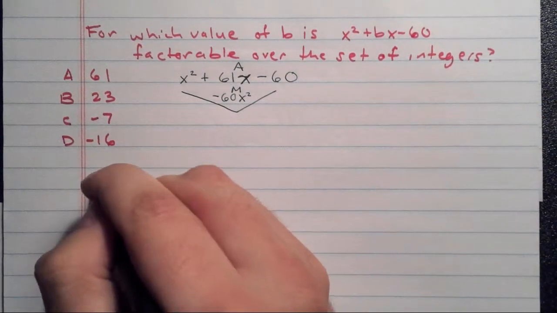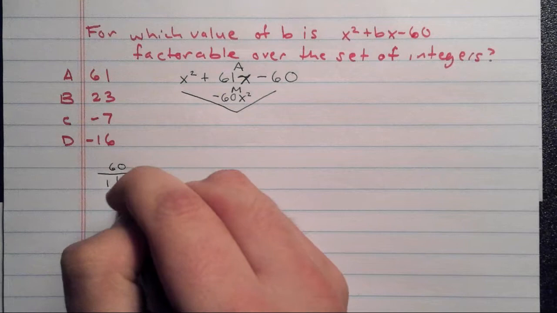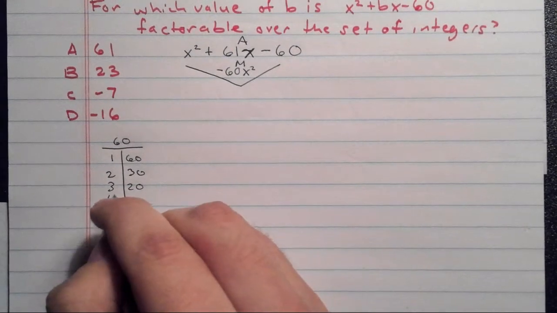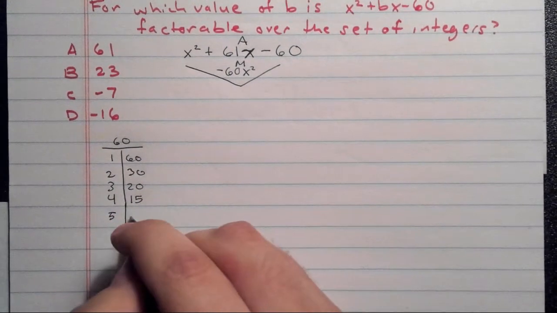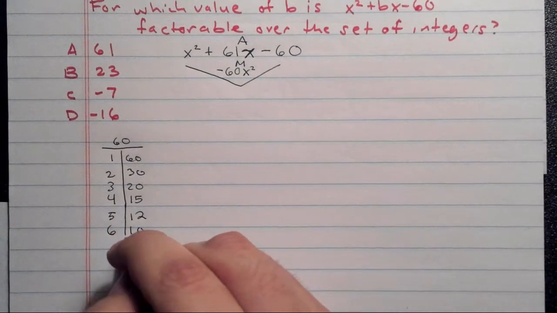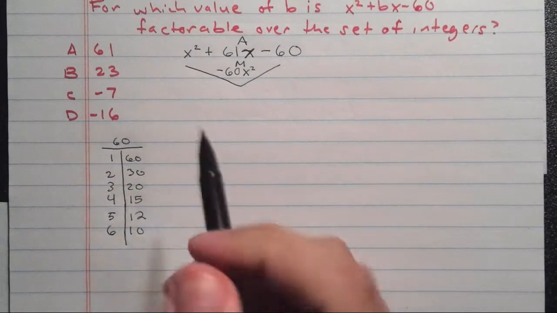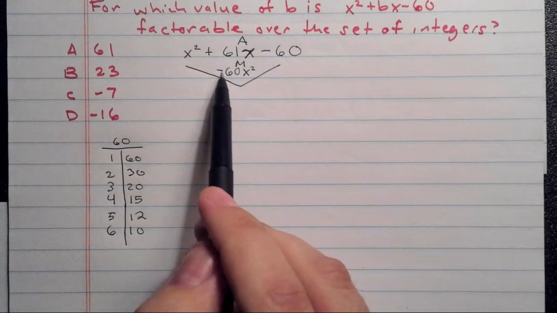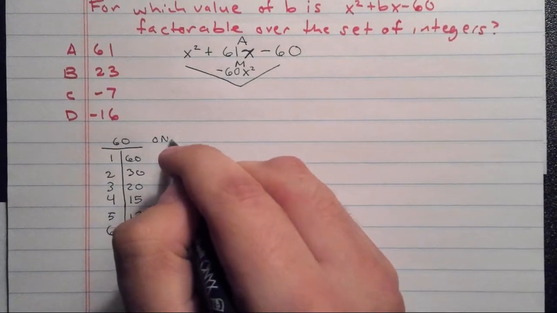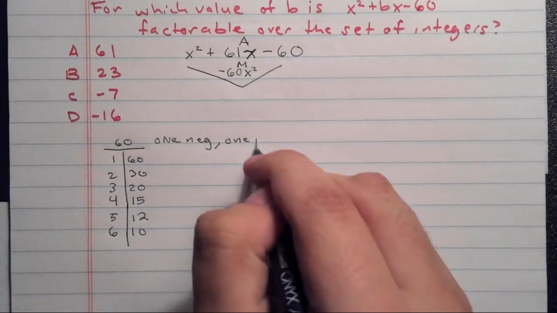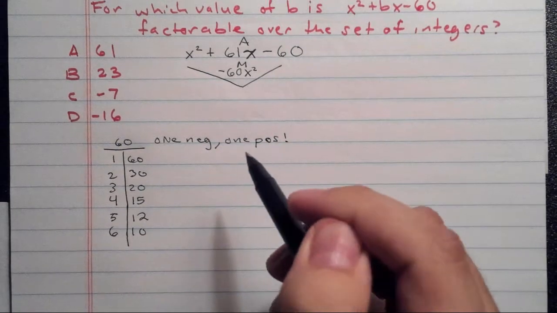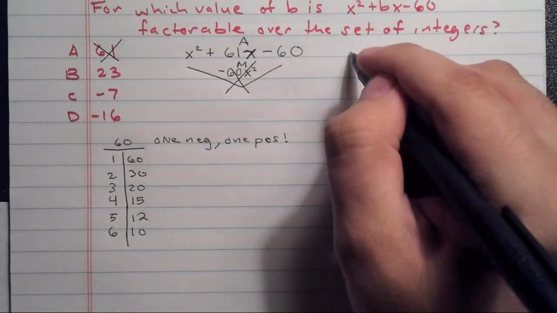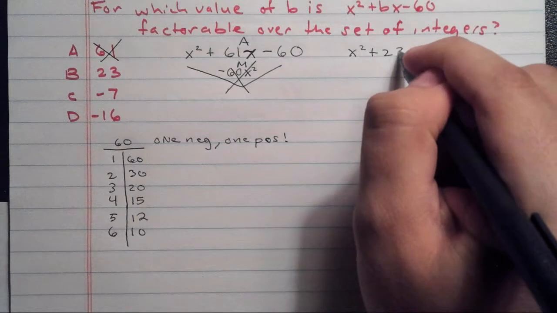Well, the factors of 60 are 1 and 60, 2 and 30, 3 and 20, 4 and 15, 5 and 12, or 6 and 10. Now I see 61 right there if I do 1 and 60. But again, what's the problem? It has to multiply to negative 60. If it multiplies to negative 60, that means I want one negative and one positive. So 61 will not work. It will not make this factorable. So much for A. Now I could go ahead and try this as well with 23.